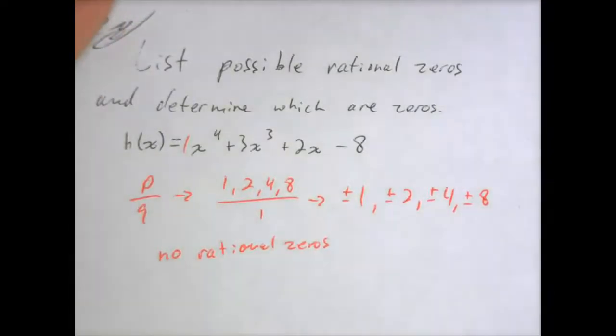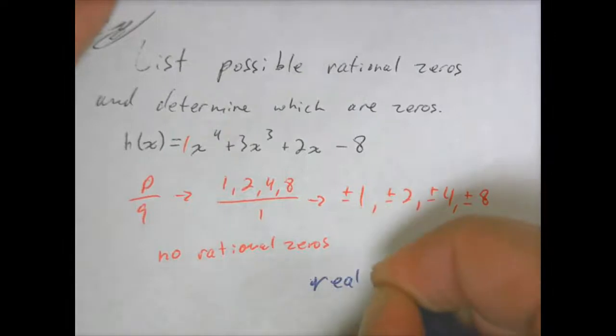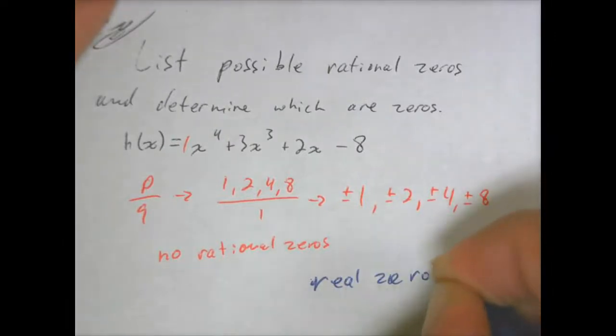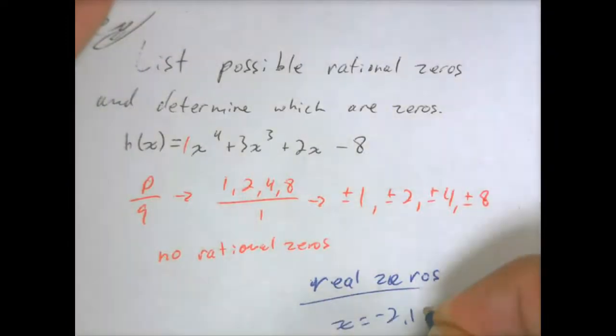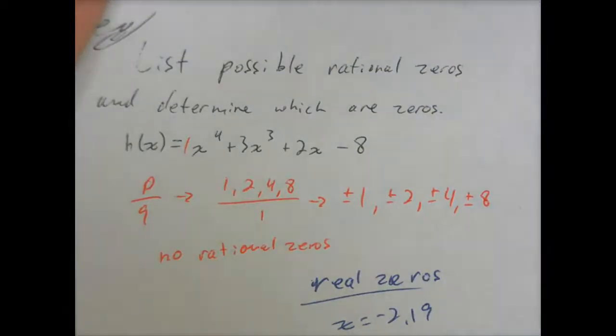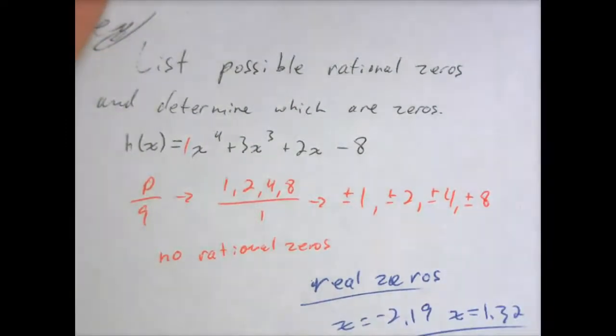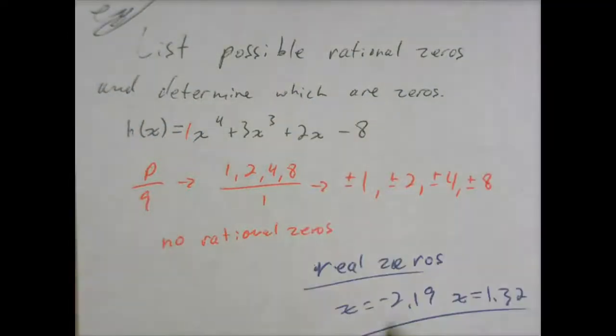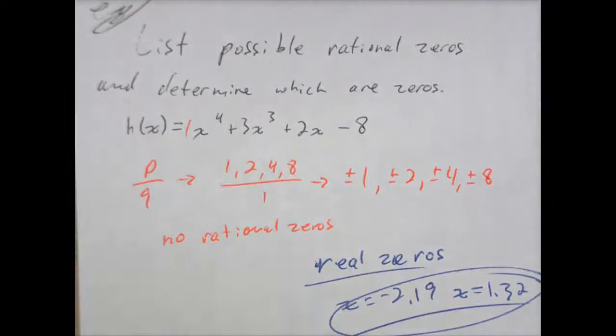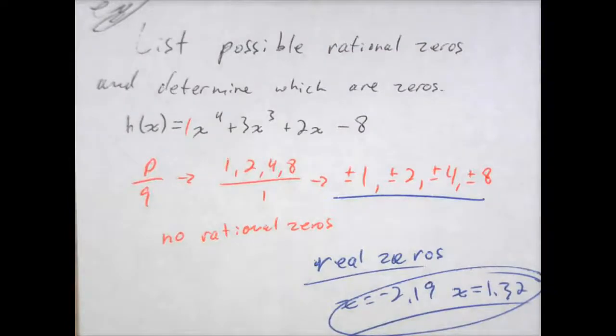I want you to understand that the real zeros, the ones that actually exist, that's probably just a square root of something. It would be like negative 2.19, like we saw, and what was the other one? You can rewind it and see, but I need to recalculate it, because I'm not going to rewind it, because I'm lazy. It's 1.32. Well, those are your real zeros. Those are the ones that actually exist. So if it says, find your real zeros, you still need to tell us that these are your real zeros. But there are no rational ones. None of these are actually any of your zeros.